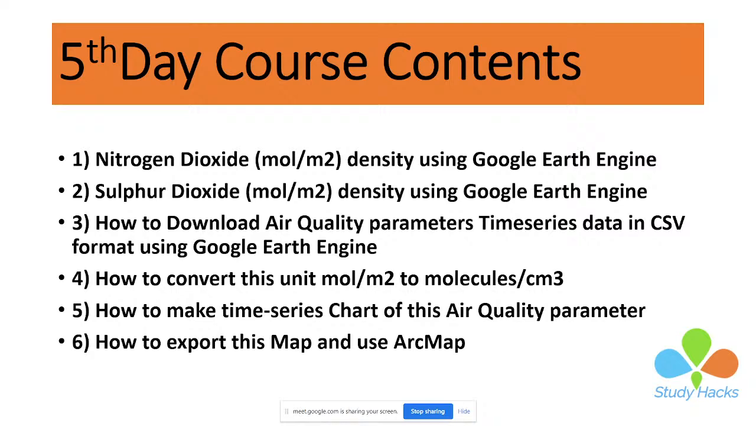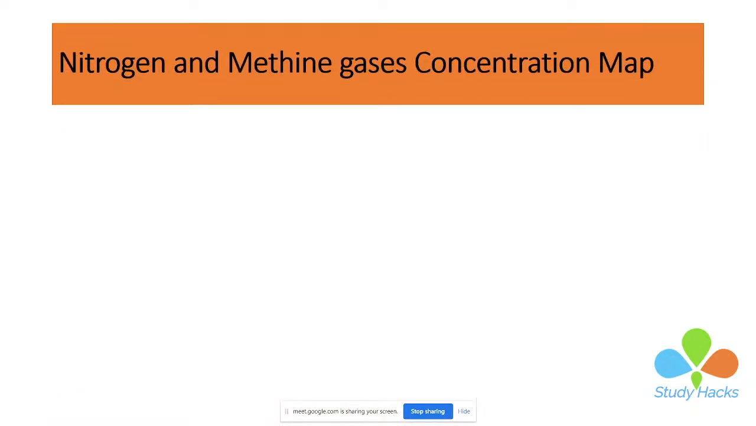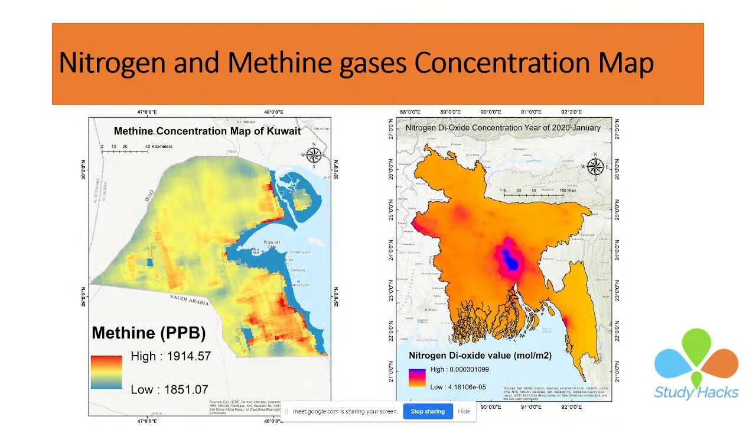You can see two maps on this side. The first map is the methane concentration map of Kuwait. This map shows the methane concentration in Kuwait, and here you can see the unit is ppb.